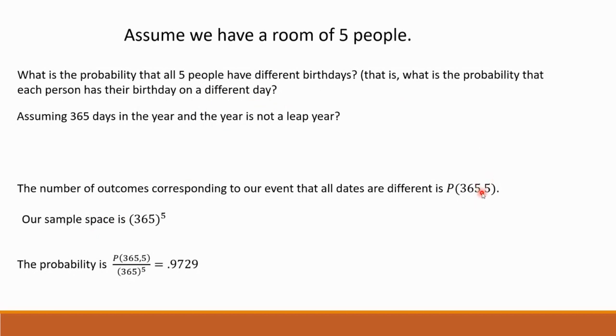So from here, our probability will become this: the probability of P of 365, 5, divided by this. So this is what our probability will be: P of 365, 5 over 365 to the 5th. This is the number of favorable outcomes divided by the total number of outcomes. And this quotient is just equal to this. So it's pretty likely. Remember, the closer the probability is to 1, the more likely it is.